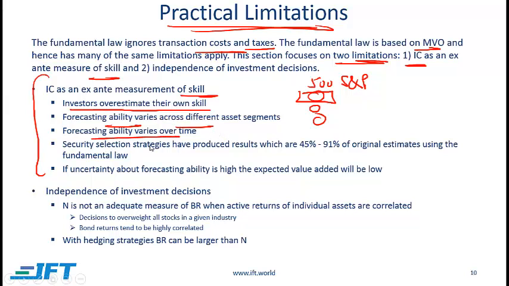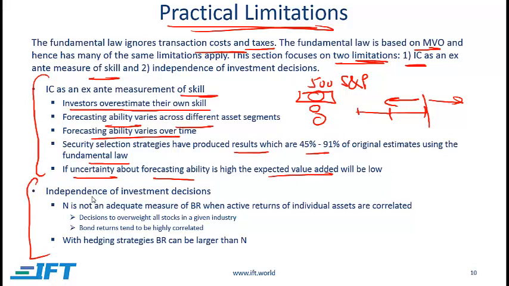The forecasting ability varies over time. So just because somebody has done a good job of forecasting in the past doesn't mean that the same ability will hold in the future. Security selection strategies have produced results which are 45% to 91% of original estimates using the fundamental law. So when we use the fundamental law, we predict a certain active return, but the actual active returns typically are much less than that. If uncertainty about forecasting ability is high, then the expected value added will be low.